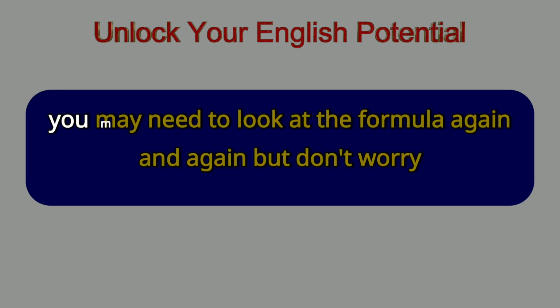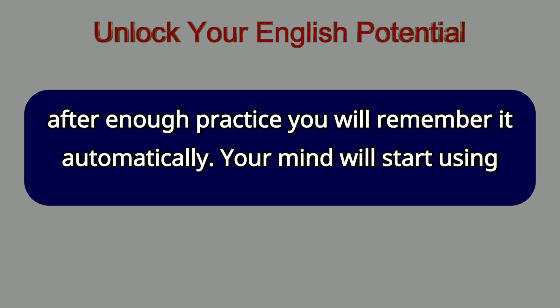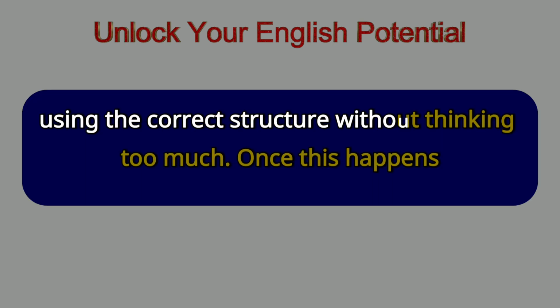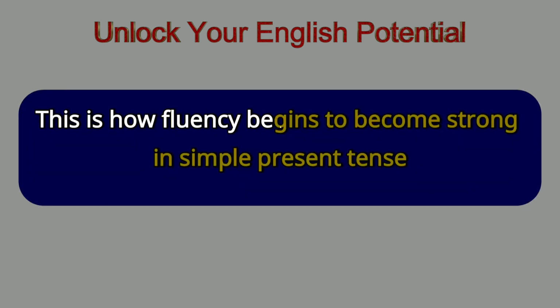At first, you may need to look at the formula again and again, but don't worry, after enough practice, you will remember it automatically. Your mind will start using the correct structure without thinking too much. Once this happens, you will be able to quickly change your local language sentences into English. This is how fluency begins.